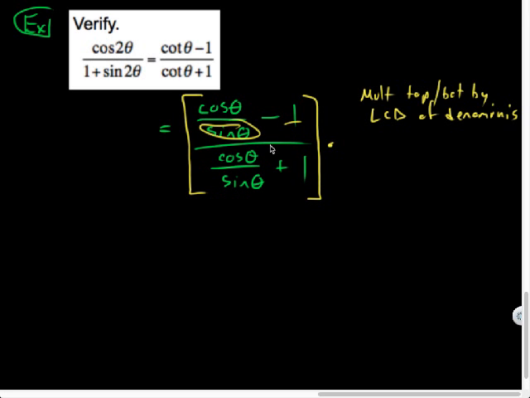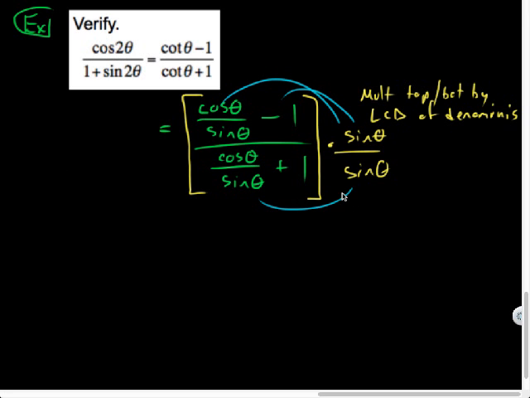So, what is the LCD of the denominators? Sine theta. All right. So I'm going to multiply by sine theta over sine theta, being very careful to make sure I distribute, because that vinculum is a grouping symbol, so technically these are behaving as though they are parenthesized.